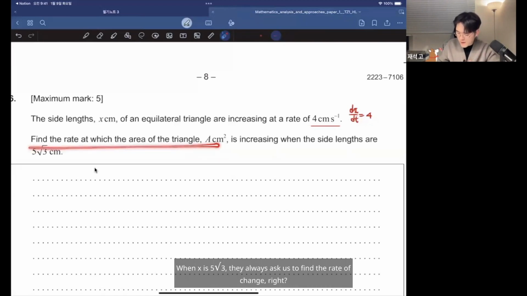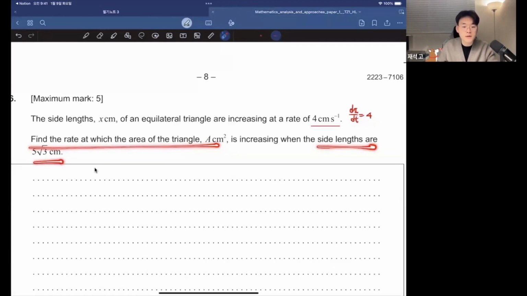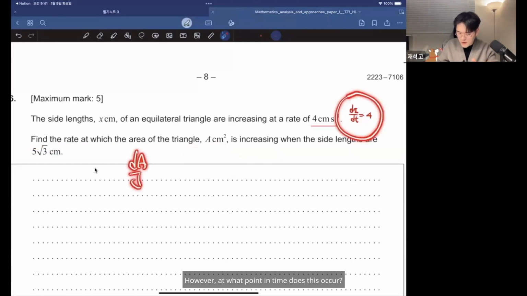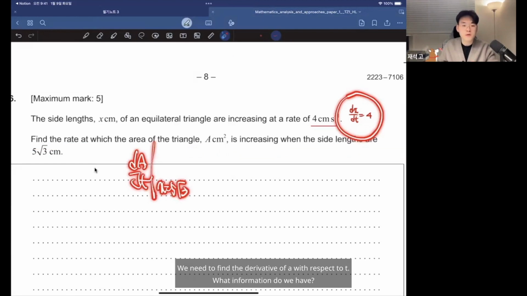When can I get dA/dt? When x is 5√3, they always ask us to find the rate of change, right? They're asking us to find the rate of change at a certain moment, aren't they? Essentially, this problem involves knowing dx/dt and computing dA/dt. However, at what point in time does this occur? When x is 5√3. We need to find the derivative of A with respect to t.